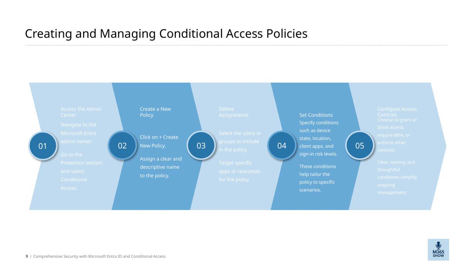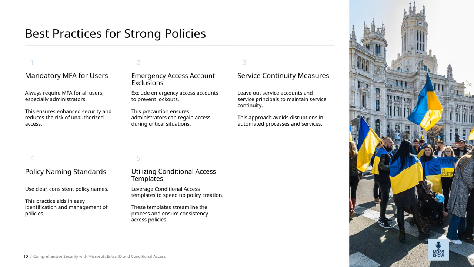Now, let's look at some best practices for creating strong policies. First, leveraging conditional access templates can really speed up the process. These templates help streamline policy creation and ensure consistency across your entire environment, making management much easier. Next, it's important to use clear and consistent policy names. This might seem simple, but it makes a big difference when you're trying to identify and manage policies quickly and efficiently.